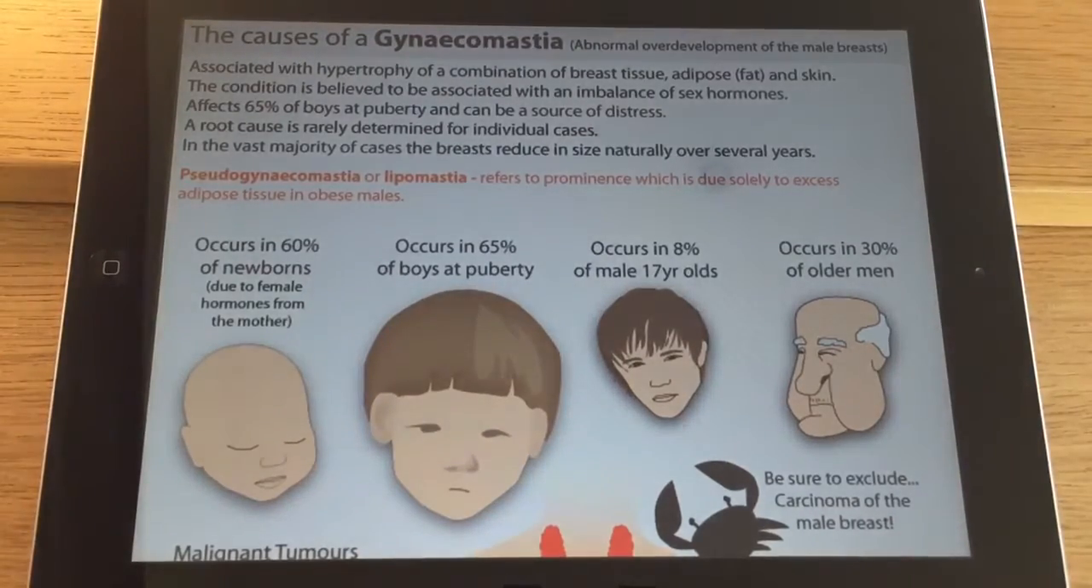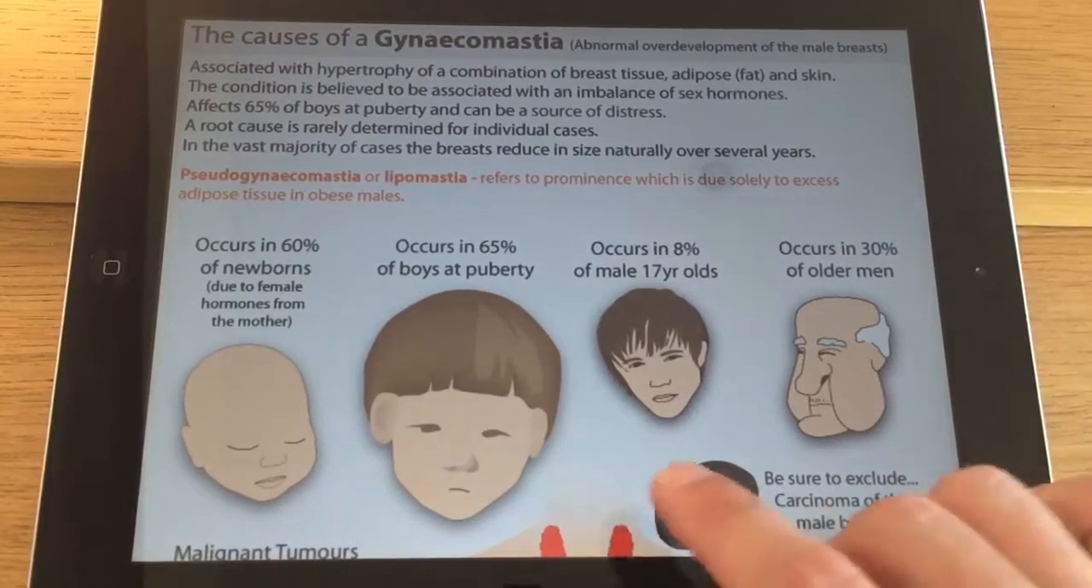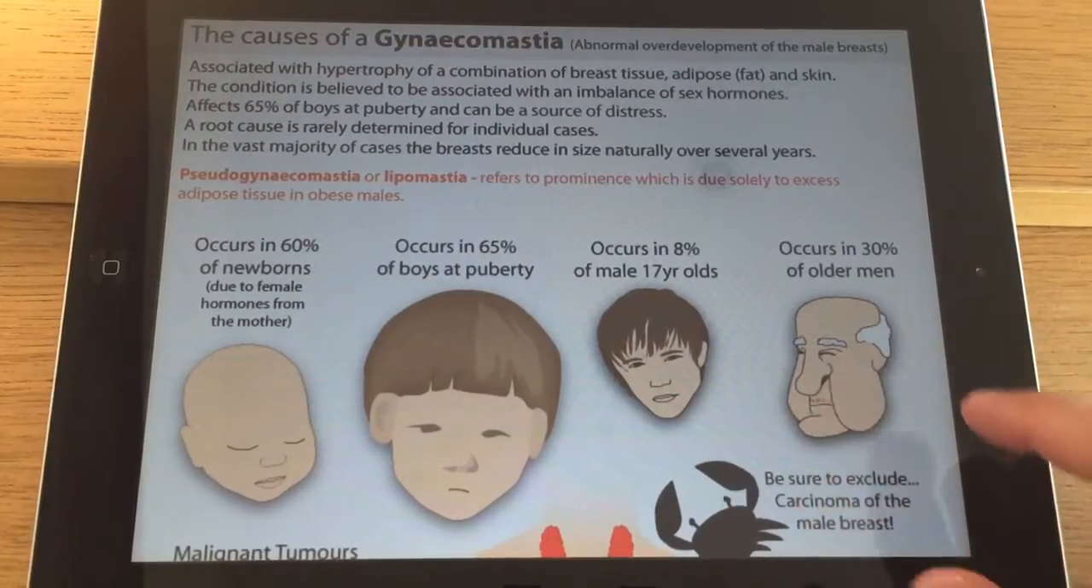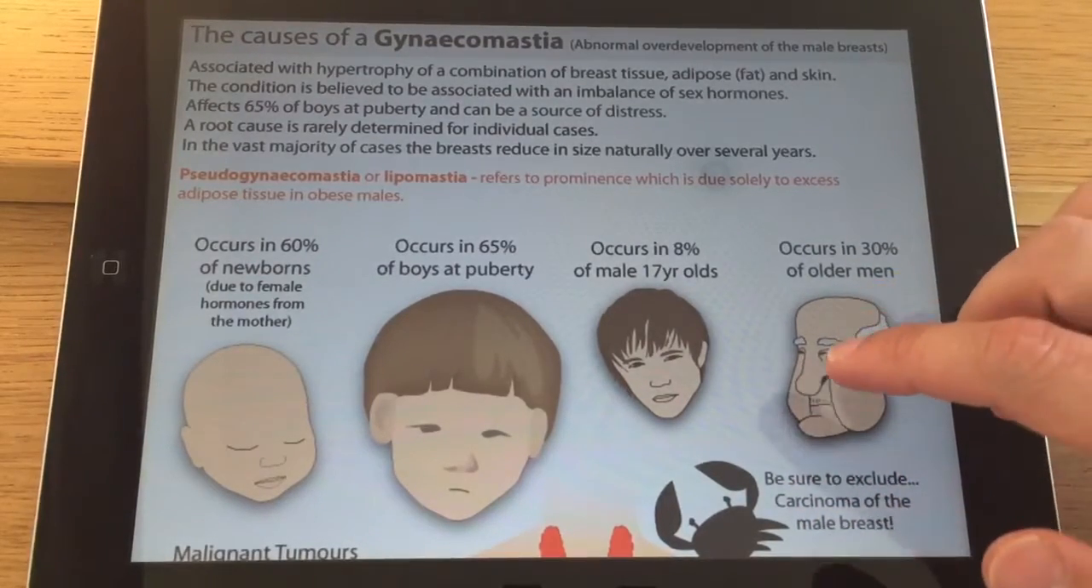And there are different peaks affecting different age groups. So you can see how there's a peak affecting newborn infants, and that's due to the hormonal changes that occur in relation to the mother. And then there's another peak at around about the time of puberty, and then again at an older age there's another peak as well.